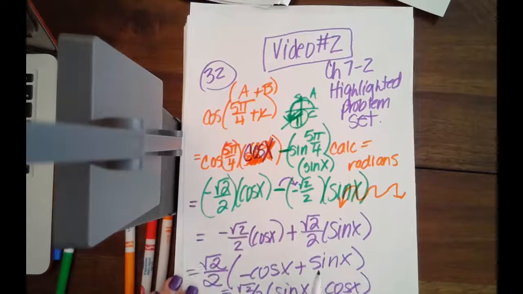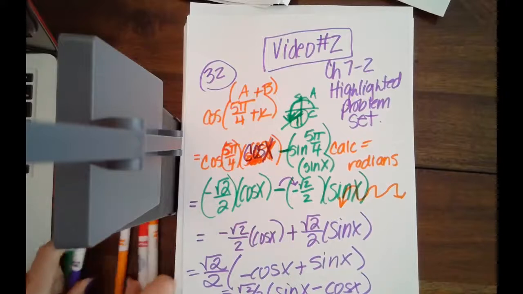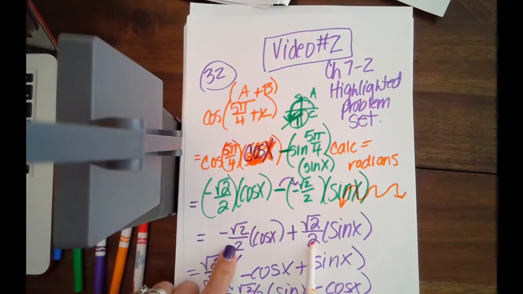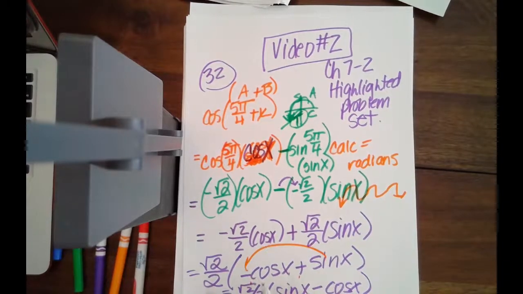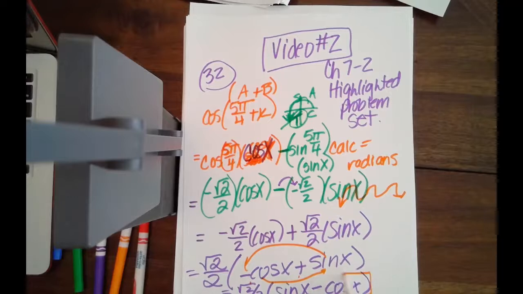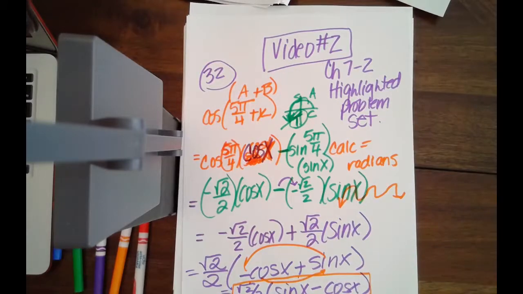Okay, so we factored out this radical 2 over 2, but we left the negative in with the cosine, so it didn't change the sign here, but then we just flip-flopped them around because it looks better to have the positive ratio in front. So it's radical 2 over 2, parentheses, sine of x minus cosine of x.